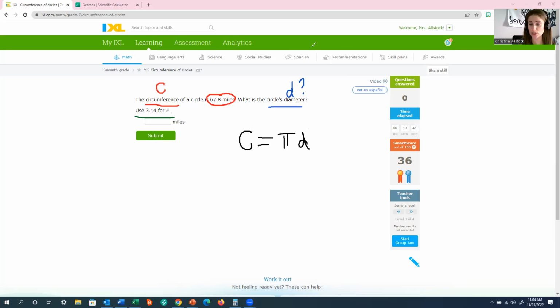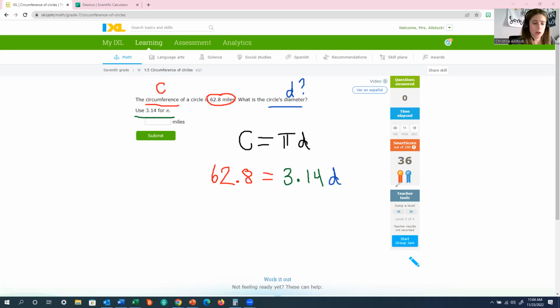And then now substitute, so plug your information into the formula. This time our C, our circumference, is known. It is 62.8 miles, and that is equal to pi, which is 3.14. And then this time our variable stays the variable D because we don't know the diameter. That's our unknown. That's what we're trying to find.